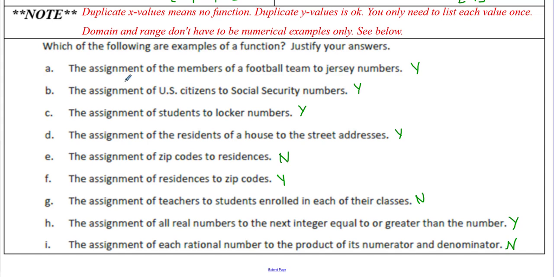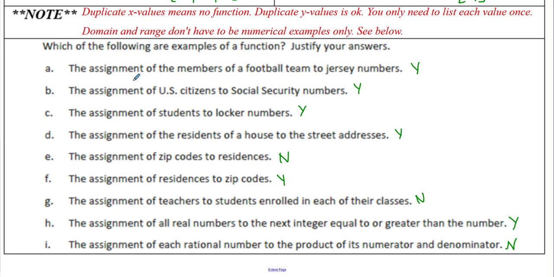But if you look at the first few, like the assignment of the members of a football team to a jersey number, would that be a function? Well, each person only gets one number, right? Like my favorite, Aaron Rodgers, he's just number 12. He's not number 12 and 28. So that member only gets one jersey number.